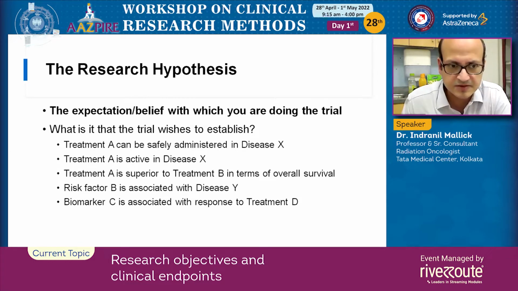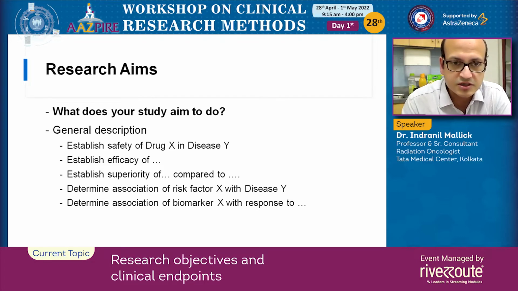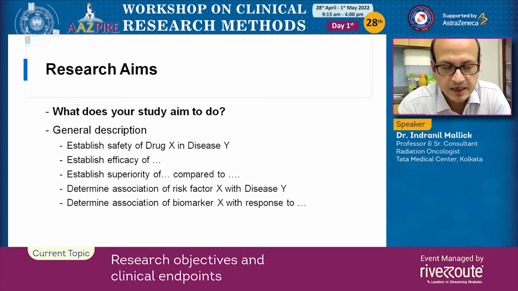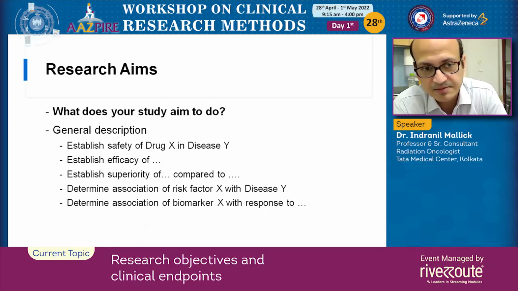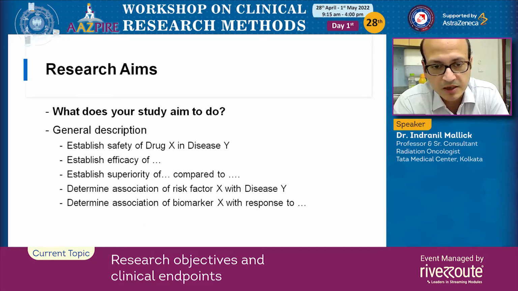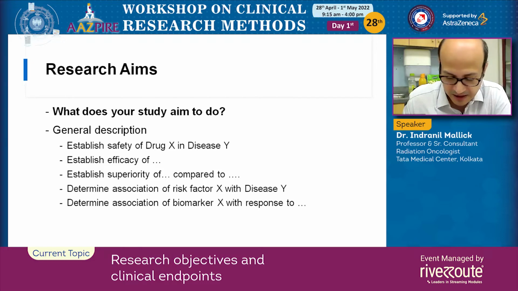Now, once you've got a research hypothesis framed, we now need to write what your study intends to do. Here, a general description would be that my goal through this study is to establish the safety of this particular drug in this particular disease, or establish the efficacy, or establish the superiority of this drug compared to the current standard, or determine the association of a particular risk factor or prognostic factor with a particular disease or outcome. As you can see, once you have framed your hypothesis, your research aim is linked to it, except that it is framed in a slightly different manner, with words which express an intention to do something. So that is what your aim is when you are writing your research aim.